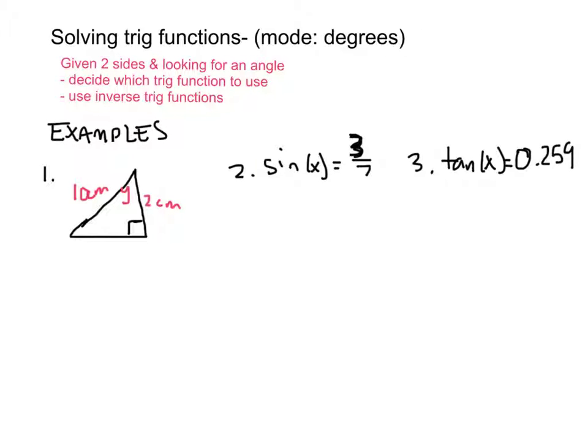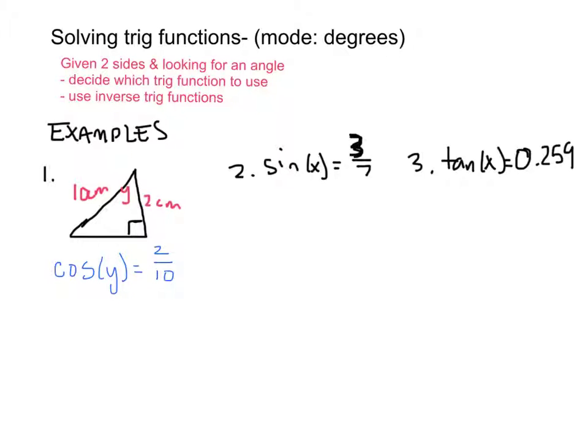So in example 1, I have a right triangle with an angle y that I'm looking for, and I've got the sides 2 centimeters and 10 centimeters. So the first thing I have to do is decide which trig function I am going to use. I'm going to use cosine. Why would I use cosine? Because for this angle, I have the adjacent and the hypotenuse. So I think back to SOHCAHTOA, adjacent and hypotenuse, that's cosine. So the cosine of y is equal to the adjacent over the hypotenuse.